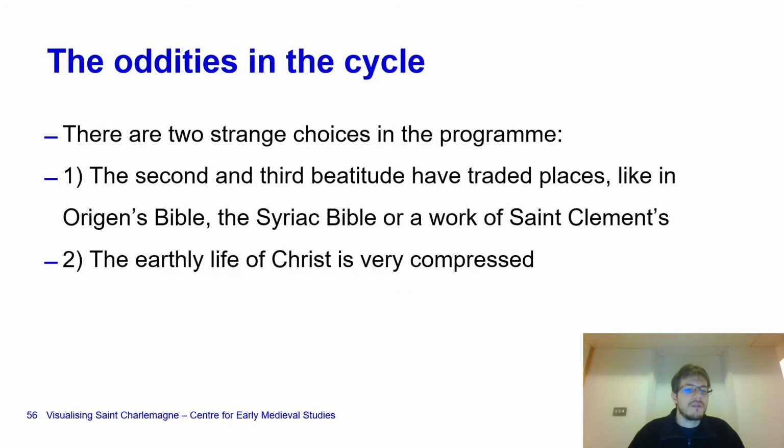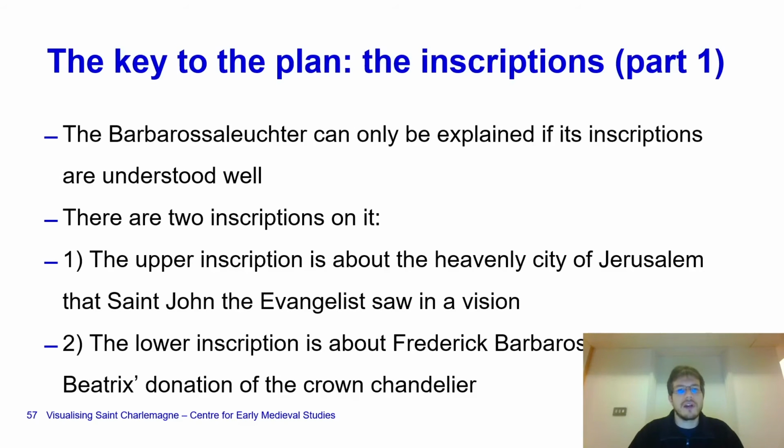So these are the strange things with the program, and that is that the second and third Beatitudes have traded places, like in Origen's Bible, the Syriac Bible, or a work of St. Clement, and that the earthly life of Christ is very compressed. So there are only four parts of the cycle where he is alive, and four when he is already dead and then resurrected, which is very atypical. Usually one gets more of the life of Christ when he is alive.